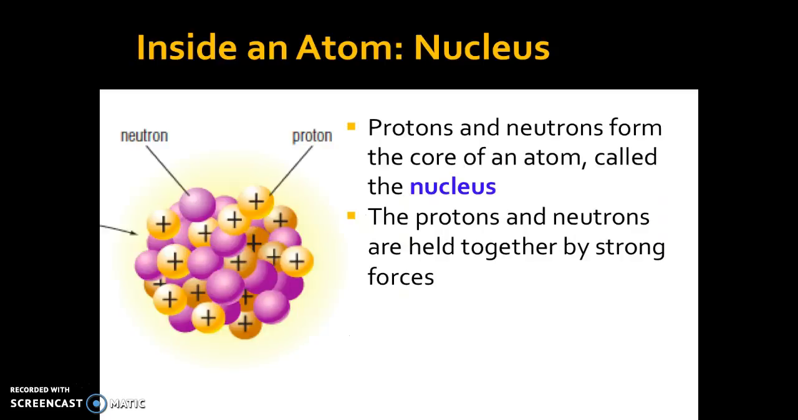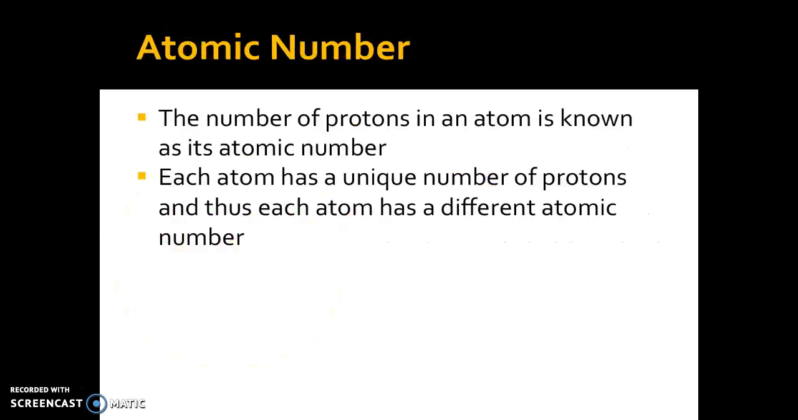So where are they located? We know that the protons and the neutrons are in the nucleus of the atom, and that the protons and neutrons are held together by strong forces. The number of protons in an atom is known as the atomic number, which is also the number of electrons, which we'll get to in a moment. Each atom has a unique number of protons, and thus each atom has a different atomic number. We also know that the periodic table is set up based on the atomic number of the element.